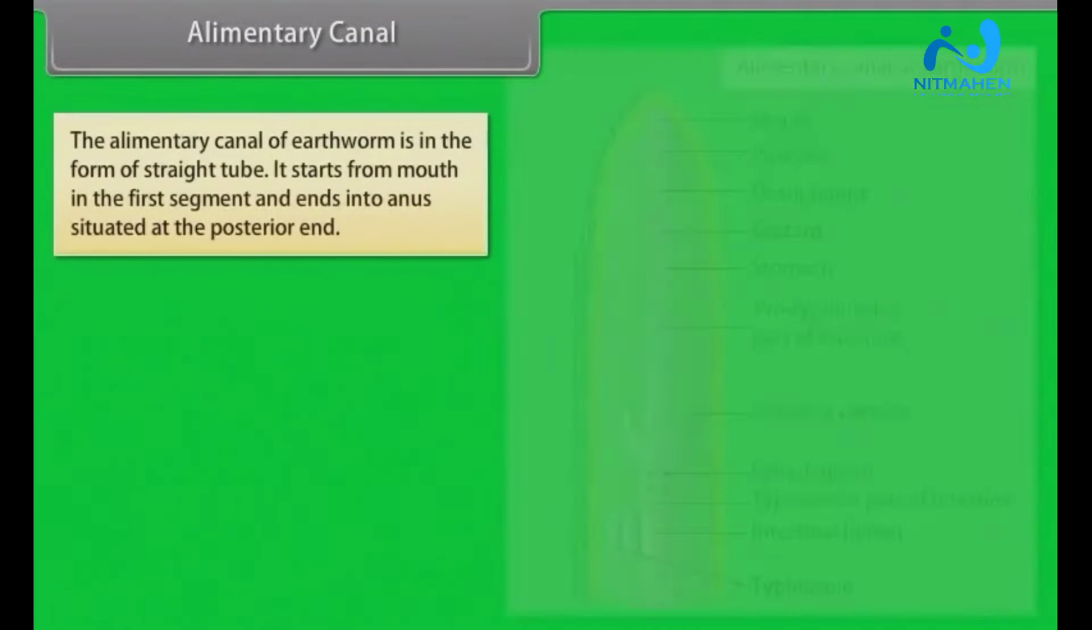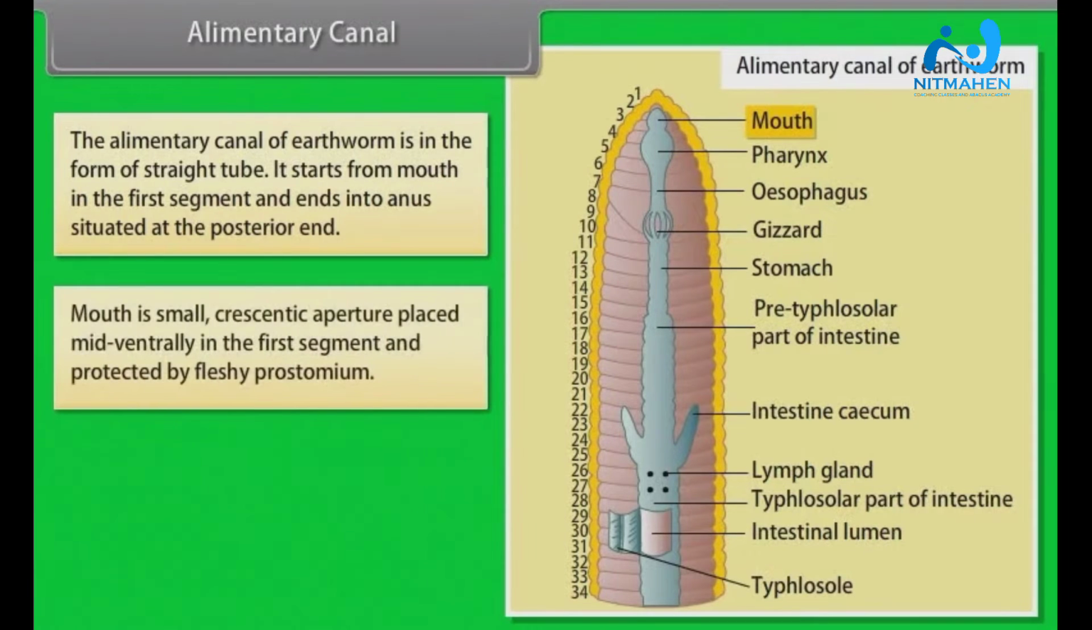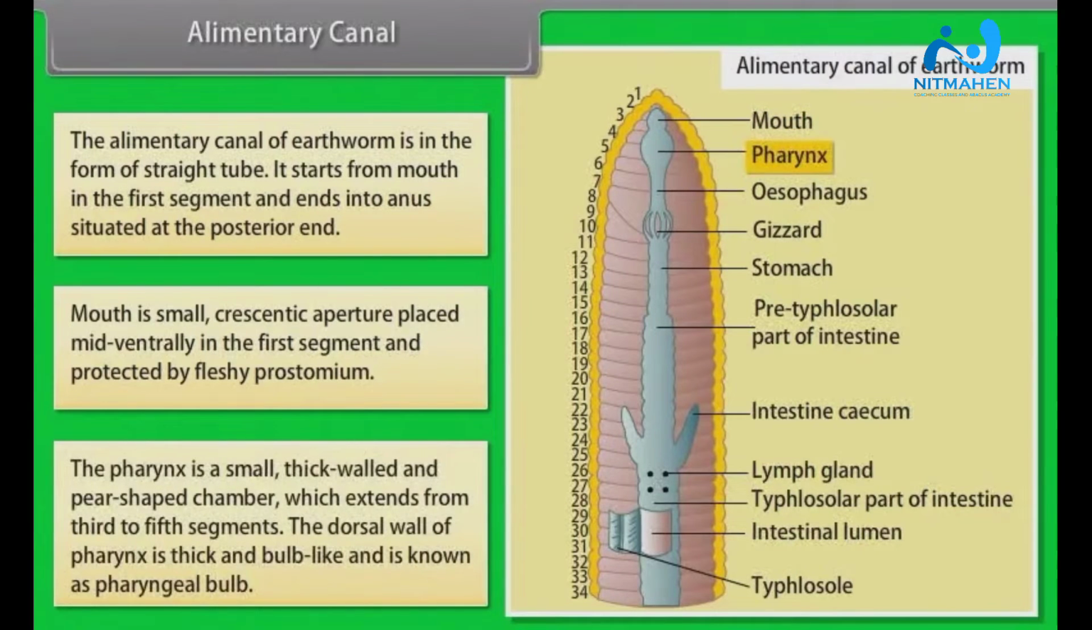Alimentary canal. The alimentary canal of earthworms is in the form of a straight tube. It starts from the mouth in the first segment and ends in the anus situated at the posterior end. Mouth is a small, crescentic aperture placed mid-ventrally in the first segment and protected by the fleshy prostomium. The pharynx is a small, thick-walled and pear-shaped chamber which extends from third to fifth segments. The dorsal wall of pharynx is thick and bulb-like and is known as pharyngeal bulb.